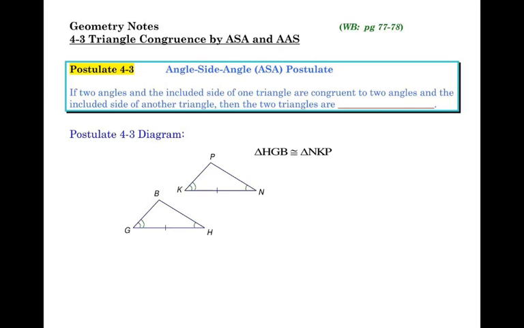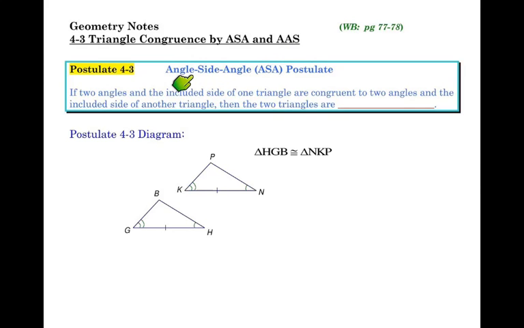Alright, so in section 4.3, we're going to look at our other two congruence postulates. So there's only going to be four things in this chapter, well, really five, but one is a special case, four that deal with three parts of a triangle. So we have side, side, side, side, angle, side. And then our new ones for this section are angle, side, angle, and angle, angle, side.